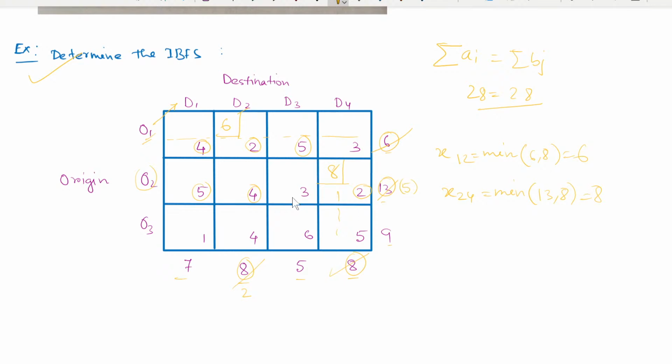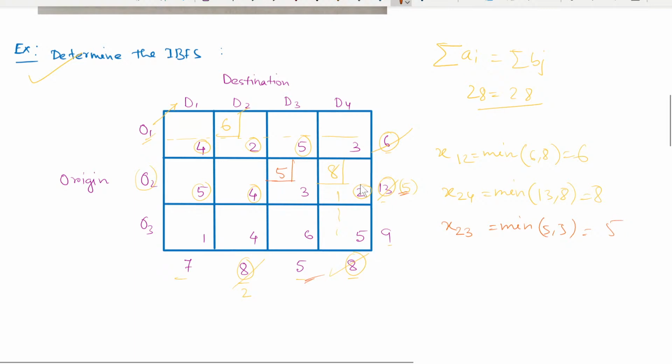Now we find the next minimum element in the second row. The next minimum element is here, 3, so we allocate here. This is the allocation cell number x23. Now x23 equal to the minimum of this 5 and this 5. The minimum of 5 and 5 gives 5, so we allocate 5 here.